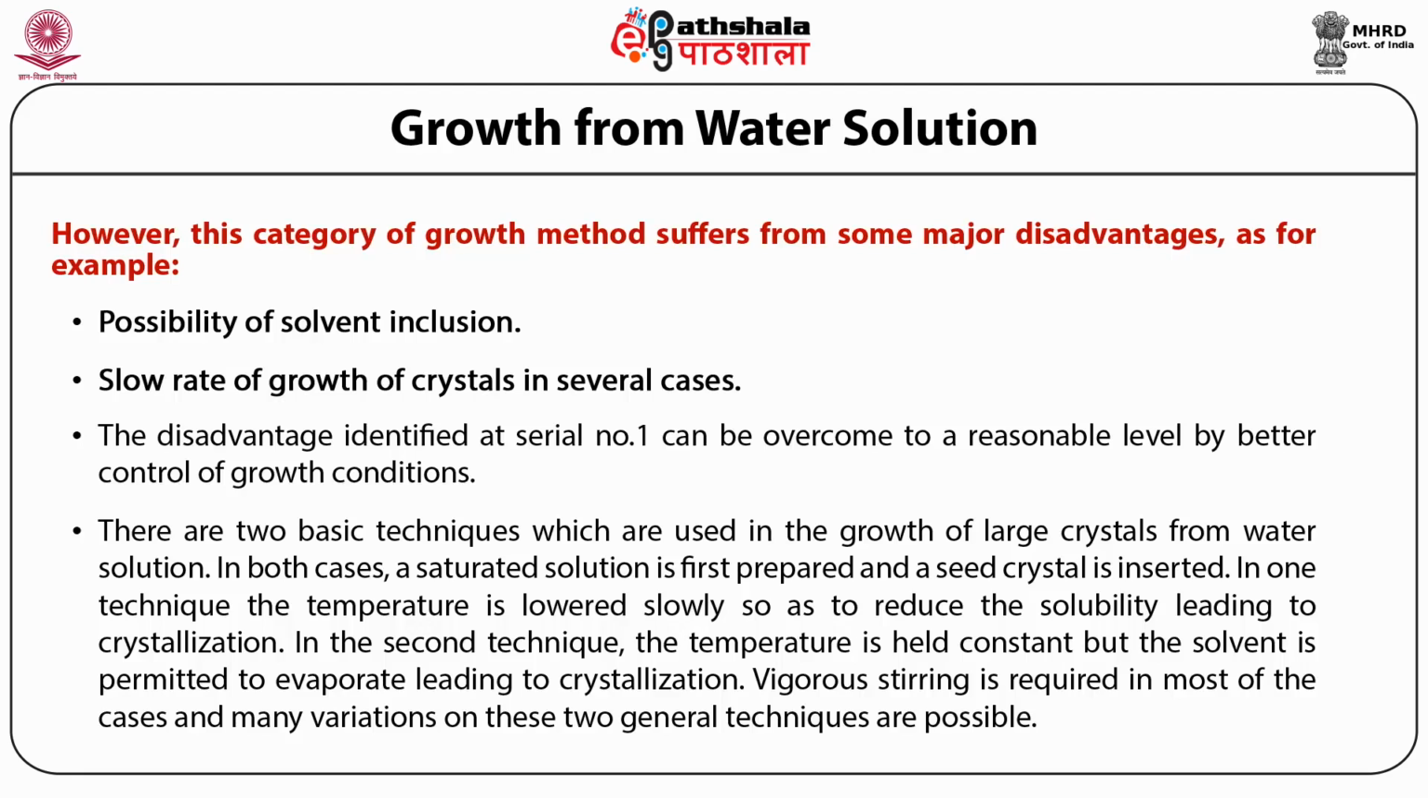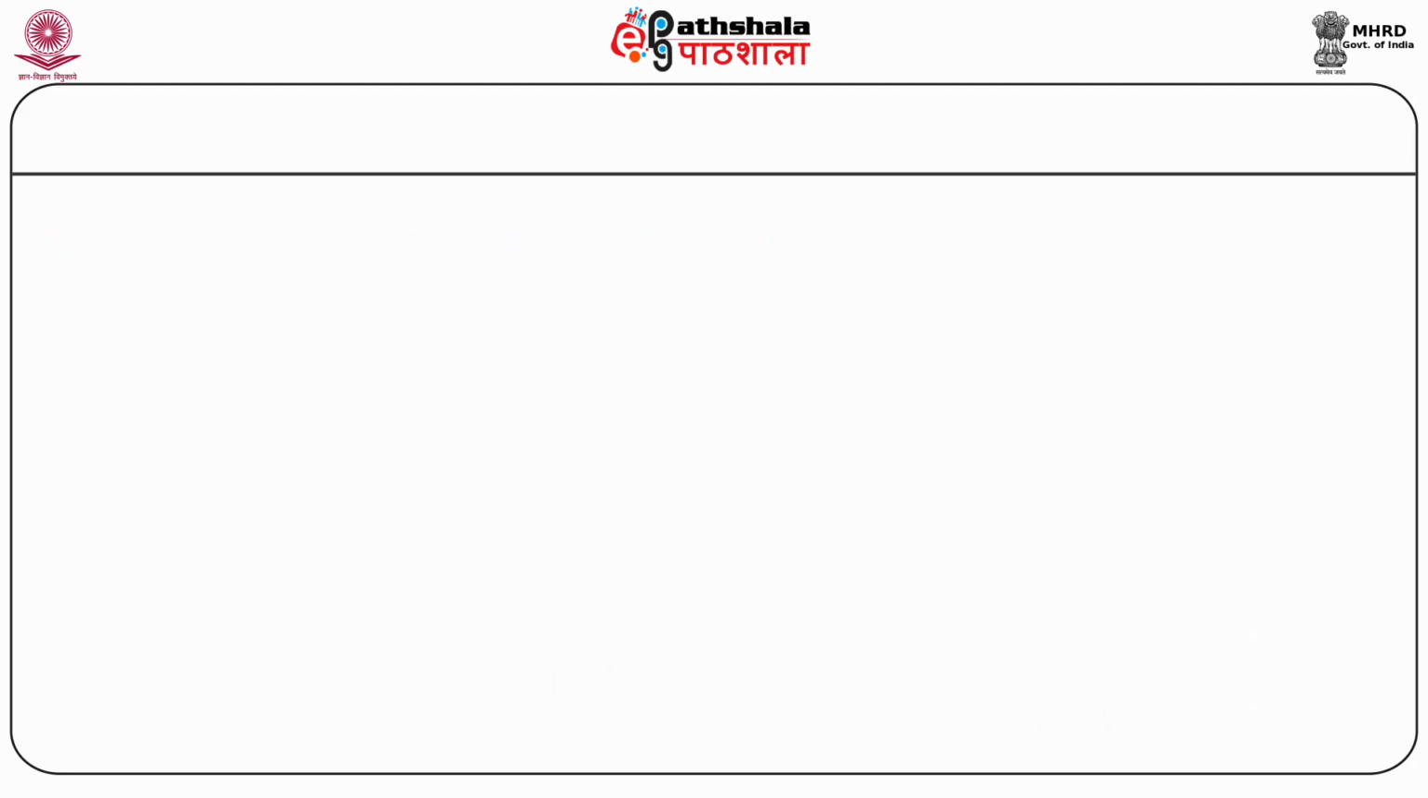In one technique, the temperature is lowered slowly so as to reduce the solubility, leading to crystallization. In the second technique, the temperature is held constant, but the solvent is permitted to evaporate, leading to crystallization. Vigorous stirring is required in most of the cases, and many variations on these two general techniques are possible.